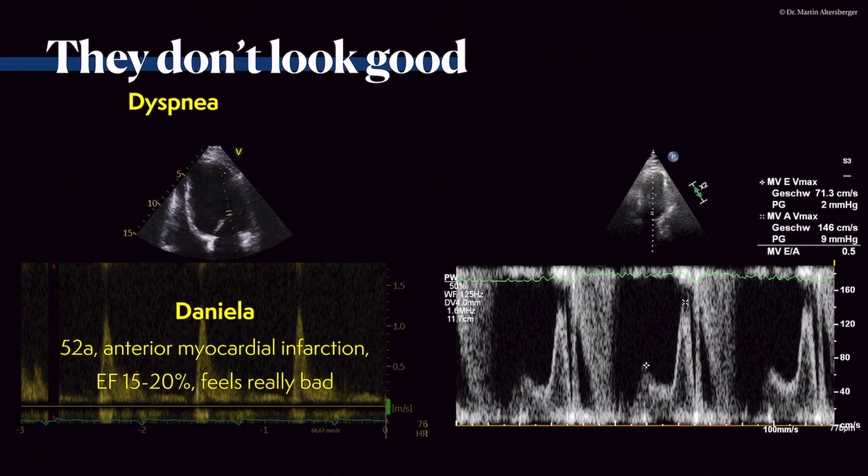The first one is Daniela. Daniela is 52 years old. She had a huge anterior myocardial infarction, severely reduced ejection fraction with 15 to 20%, and she truly feels bad, presenting with dyspnea with this signal.